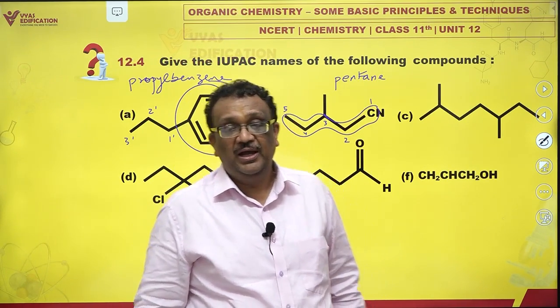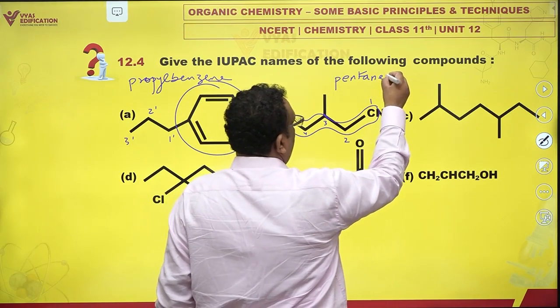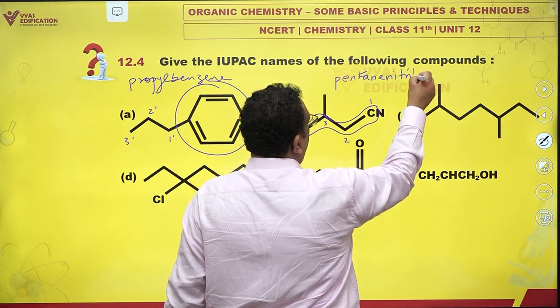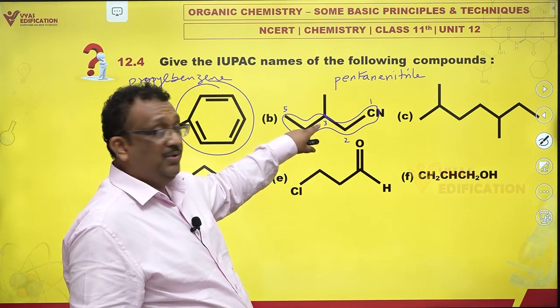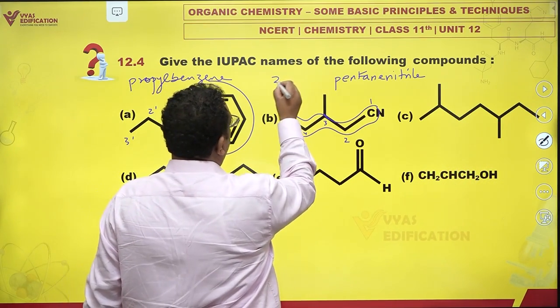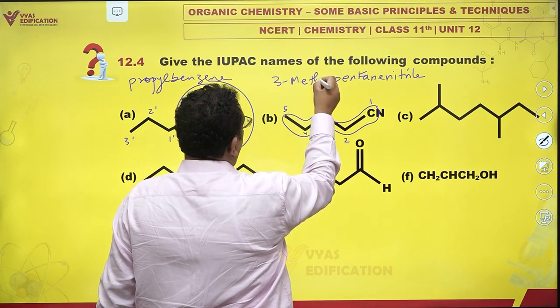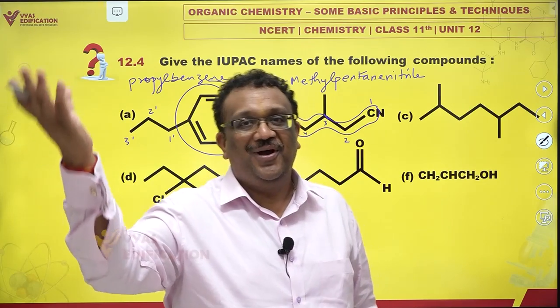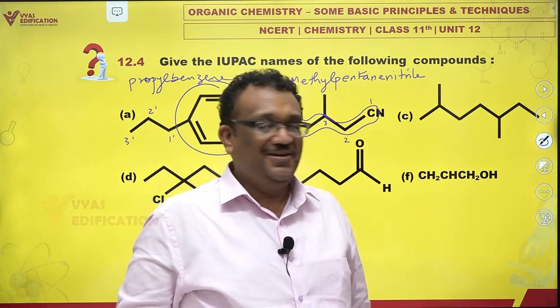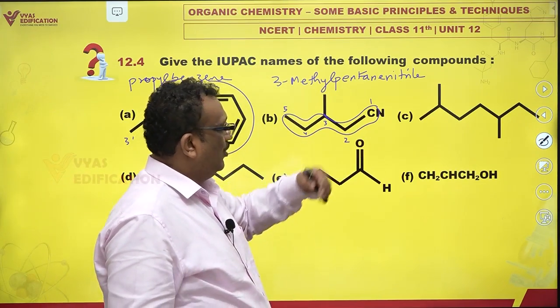Let's call it nitrile. So this is pentane nitrile. And there is a side chain, methyl, at number 3. So this is 3-methyl. It is 3-methyl pentane nitrile. Right? Right. What about C?